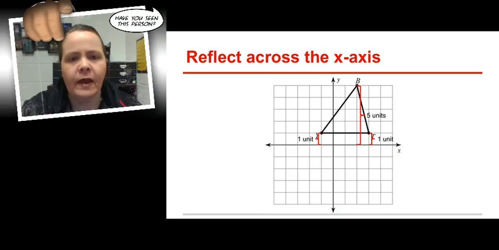And now I'm going to find the images of those points on the other side of the x-axis, the same distance from the axis. So when I look at point T, I need to go 1 unit on the other side of the x-axis and make my point there. And then I'm going to look at the other points, and point B, I'm going to go 5 units on the other side of the x-axis and make my point. And for point Y, I'm going to go 1 unit on the other side of the x-axis and make my point. And now I'm going to connect these points to get my new triangle.